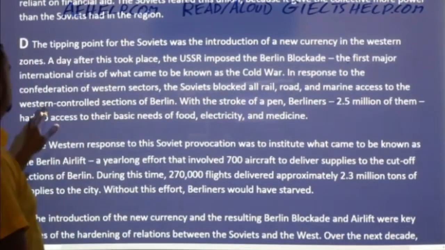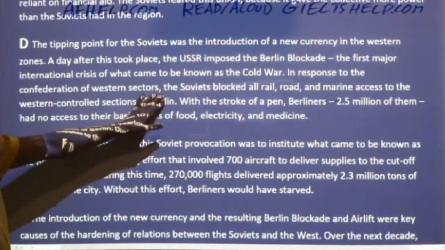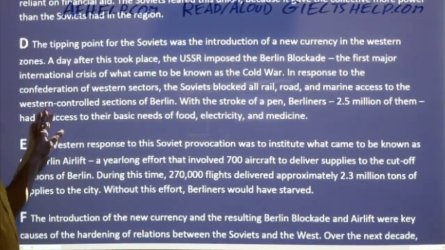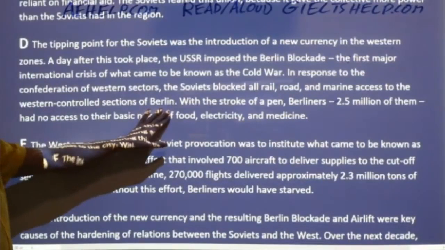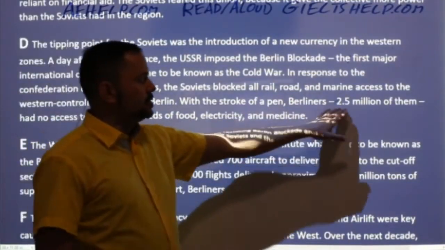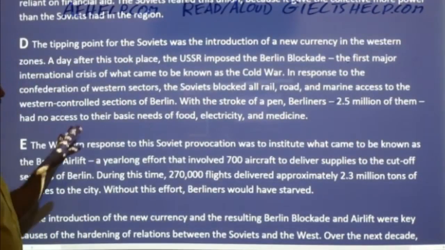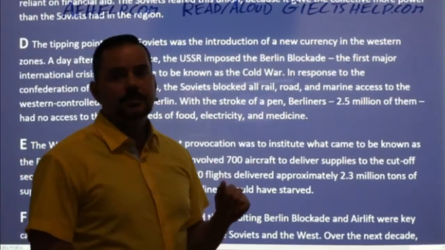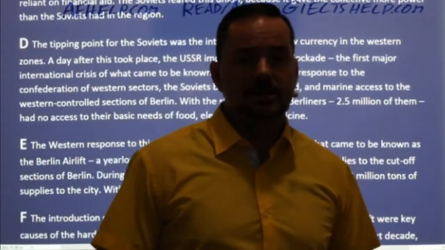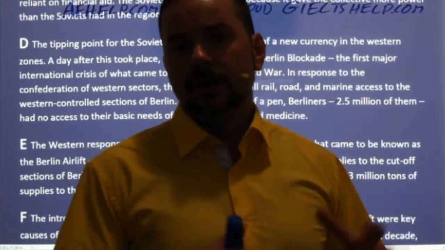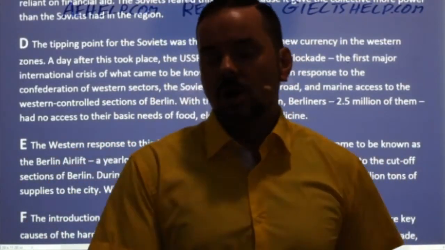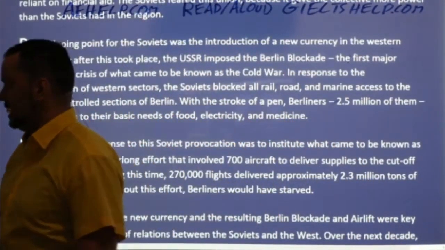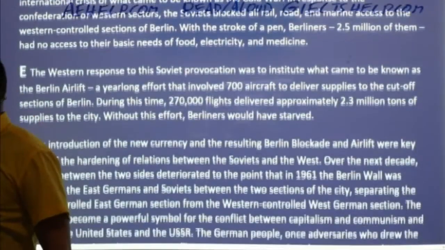In response to the confederation of Western sectors, the Soviets blocked all rail, road, and marine access to the Western-controlled sections of Berlin. With the stroke of a pen, Berliners, 2.5 million of them, had no access to their basic needs of food, electricity, and medicine. Here again we want to visualize this. The Soviets are angry that the West joined forces and they created a blockade. So they basically blocked all movement of goods from west to east Germany.